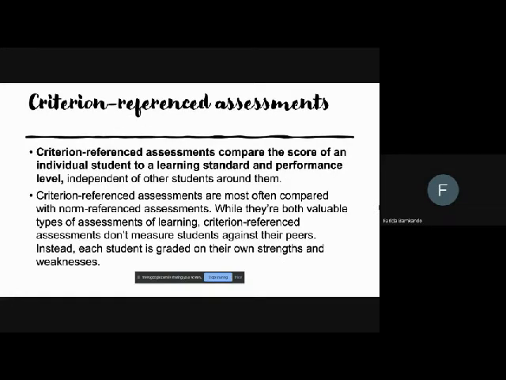And the third one is criterion-referenced assessments. They compare the score of an individual student to a learning standard and performance level, independent of other students around them. This assessment is most often compared with the norm-referenced assessment. While they're both valuable types of assessments of learning, this one doesn't measure students against their peers. Instead, each student is graded on their own strengths and weaknesses. So they don't compare it with other students, but they are graded and compared with their own efforts and own strength. That's all, sir.